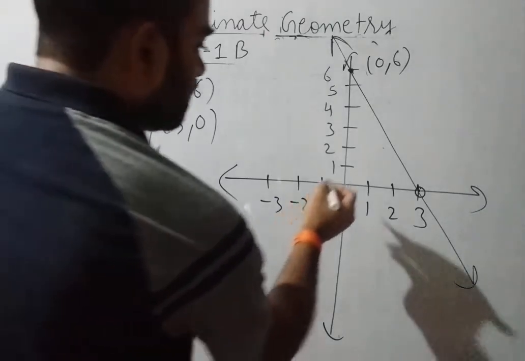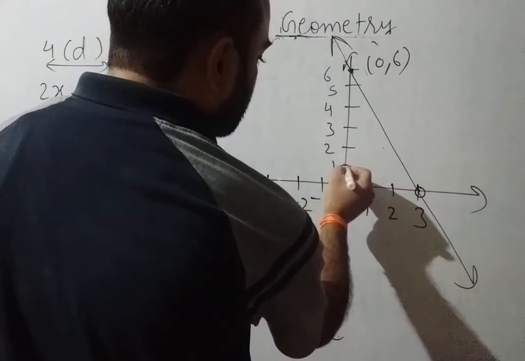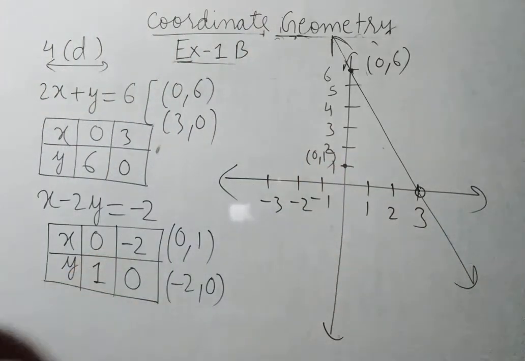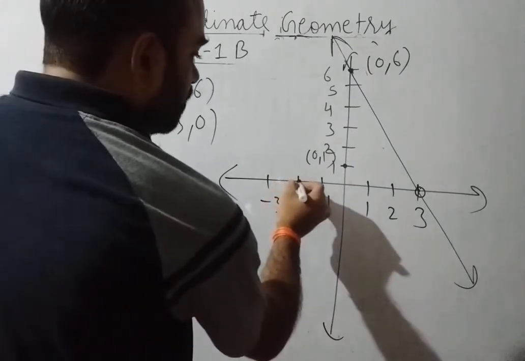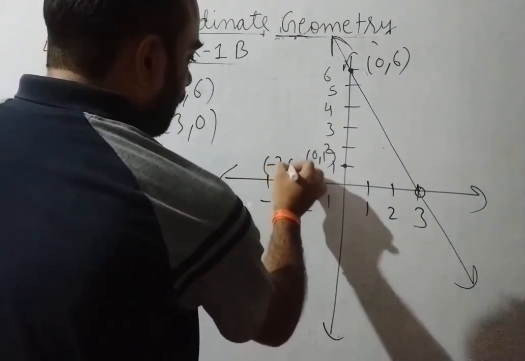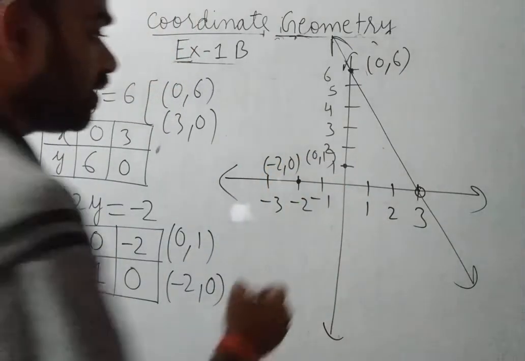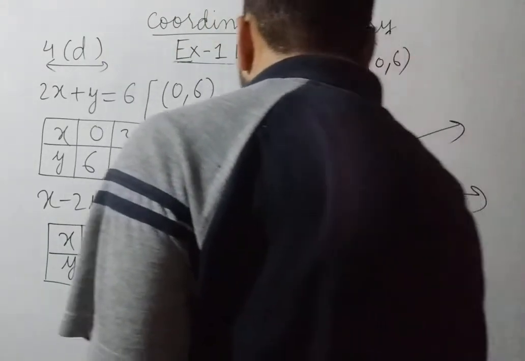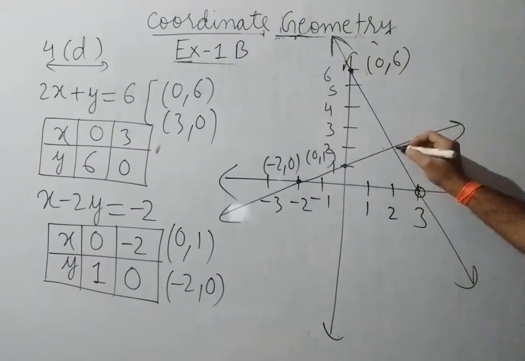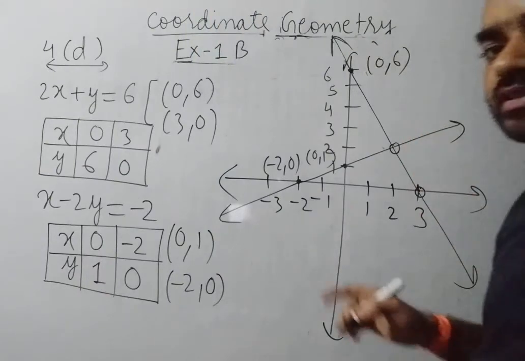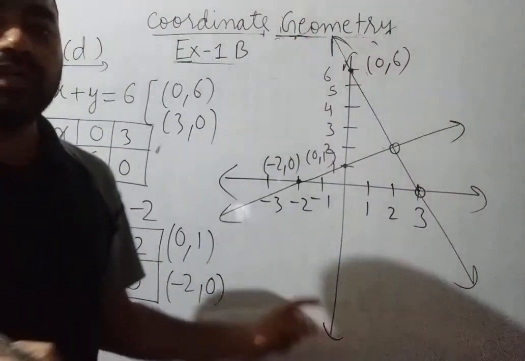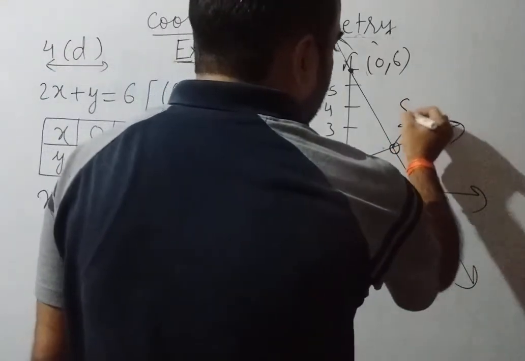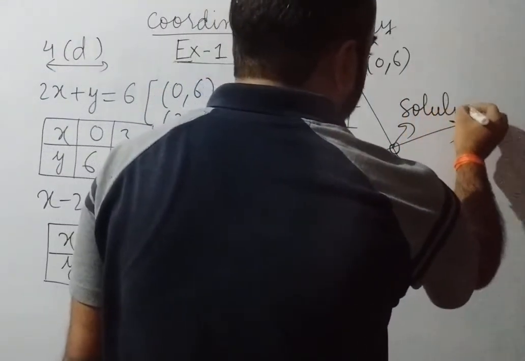0, 1 means this point. Next is minus 2, 0. Minus 2, 0 means this point, correct? Now join both the points. So this will give the second line. Clear? So this is the point of intersection. It means this will give the solution. This point will give the solution.